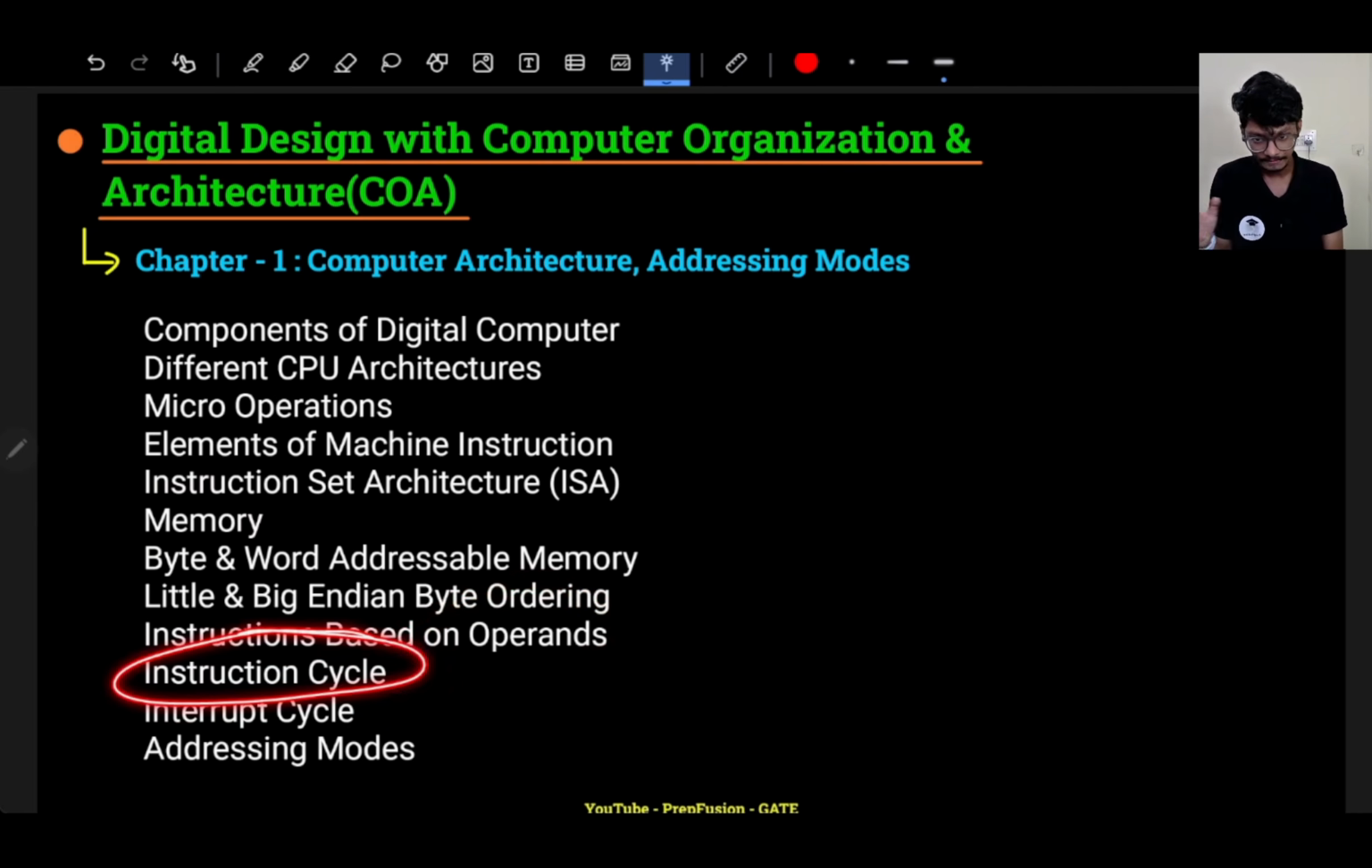Then instruction cycle. What is the instruction cycle? There is a term known as interrupt cycle. Addressing modes, a very very important chapter. There are indirect addressing mode, direct addressing mode, how data will be brought into the CPU register. What kind of addressing mode we will follow, all those things have been taught in chapter 1.